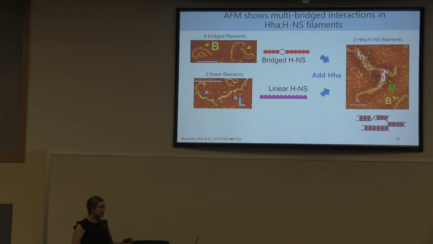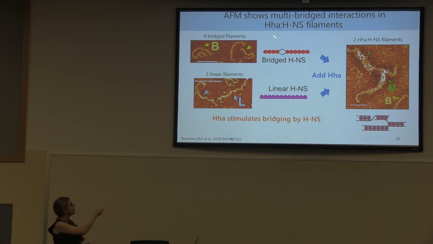So from this experiment, I concluded that HHA is indeed stimulating bridging by H&S. So it's either increasing the amount of bridged interactions that are already present in a bridge filament, or it's switching this linear filament to a more bridge conformation.